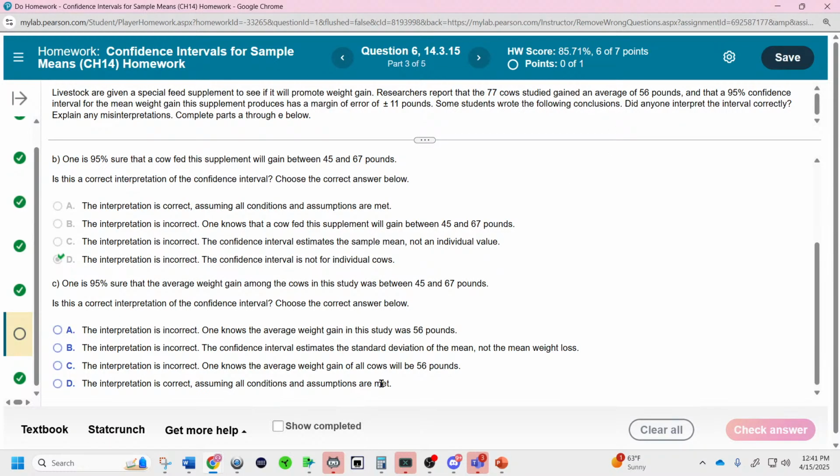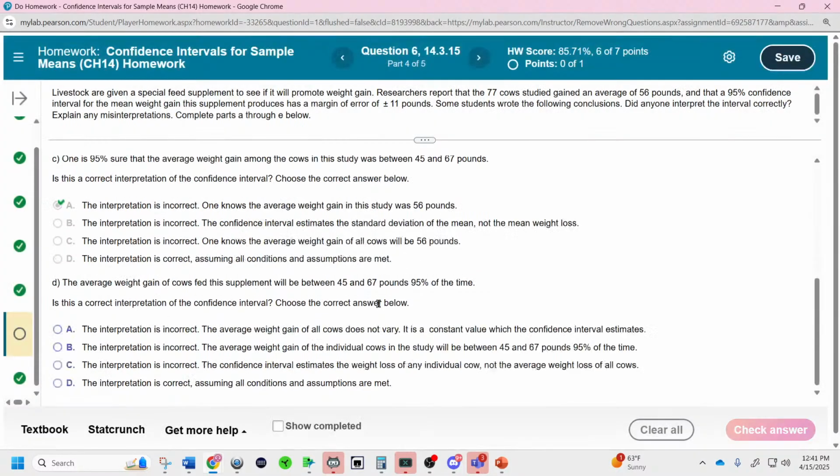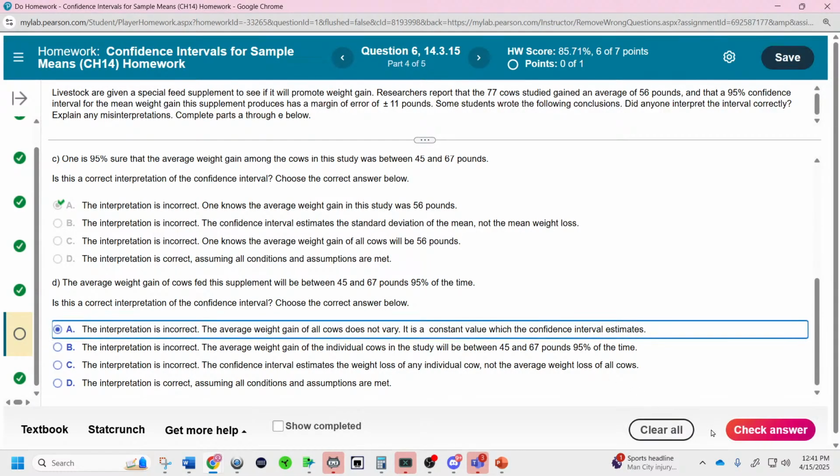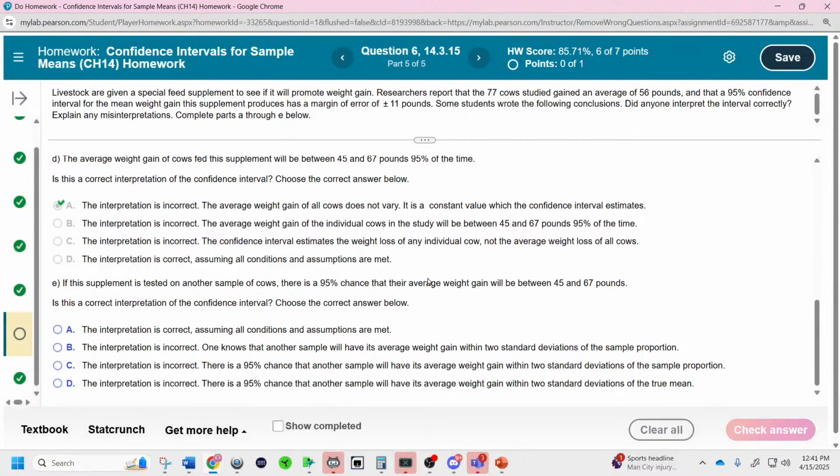So we know the cows in the study gained this much. We know how much they gained in the study. We're trying to estimate the truth for all cows. The average weight gain of cows fed this supplement will be between this and this 95% of the time. That's kind of close, but the truth does not vary. The average weight gain of all cows does not vary. It's a constant, which the confidence interval is trying to estimate. So it's not that the truth will be in there 95% of the time. 95% of the time, the interval will be containing the truth.